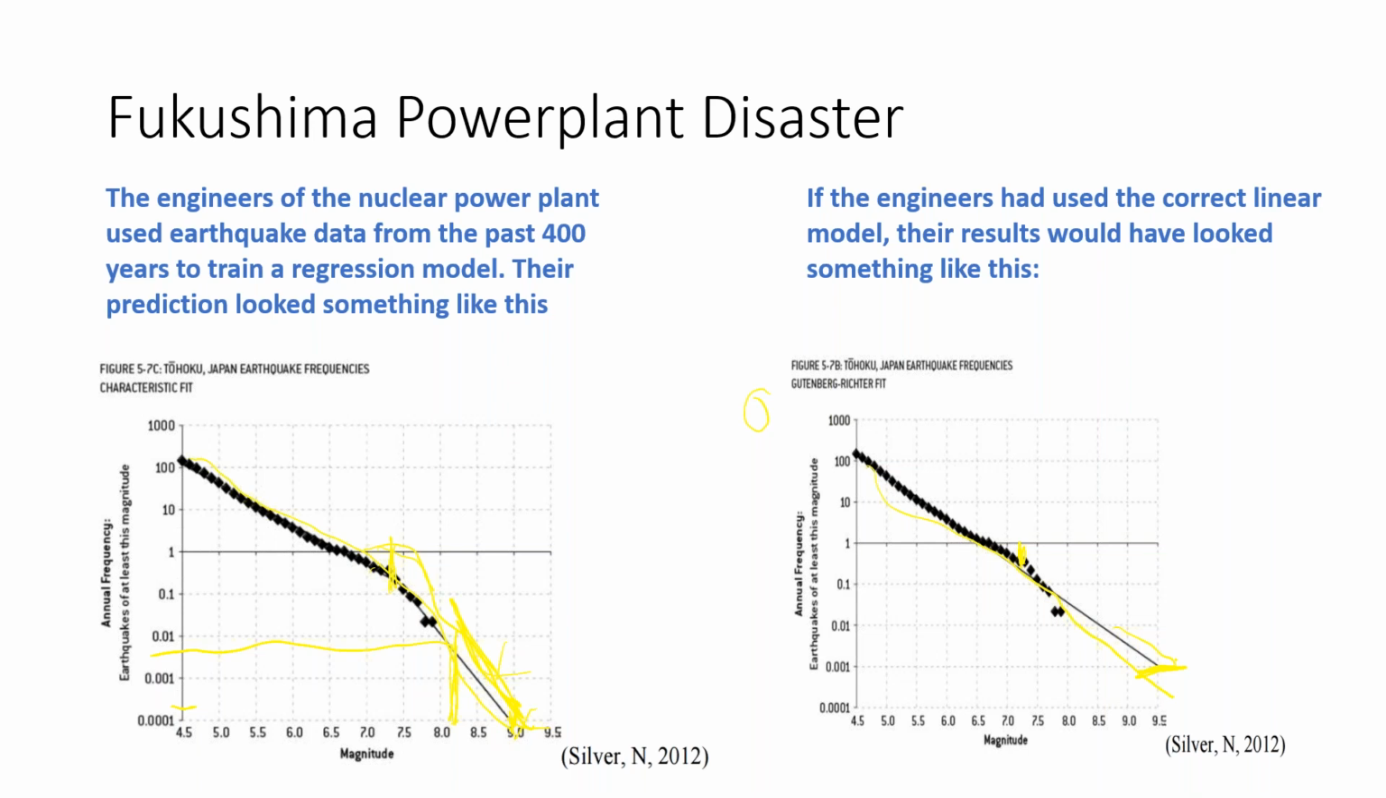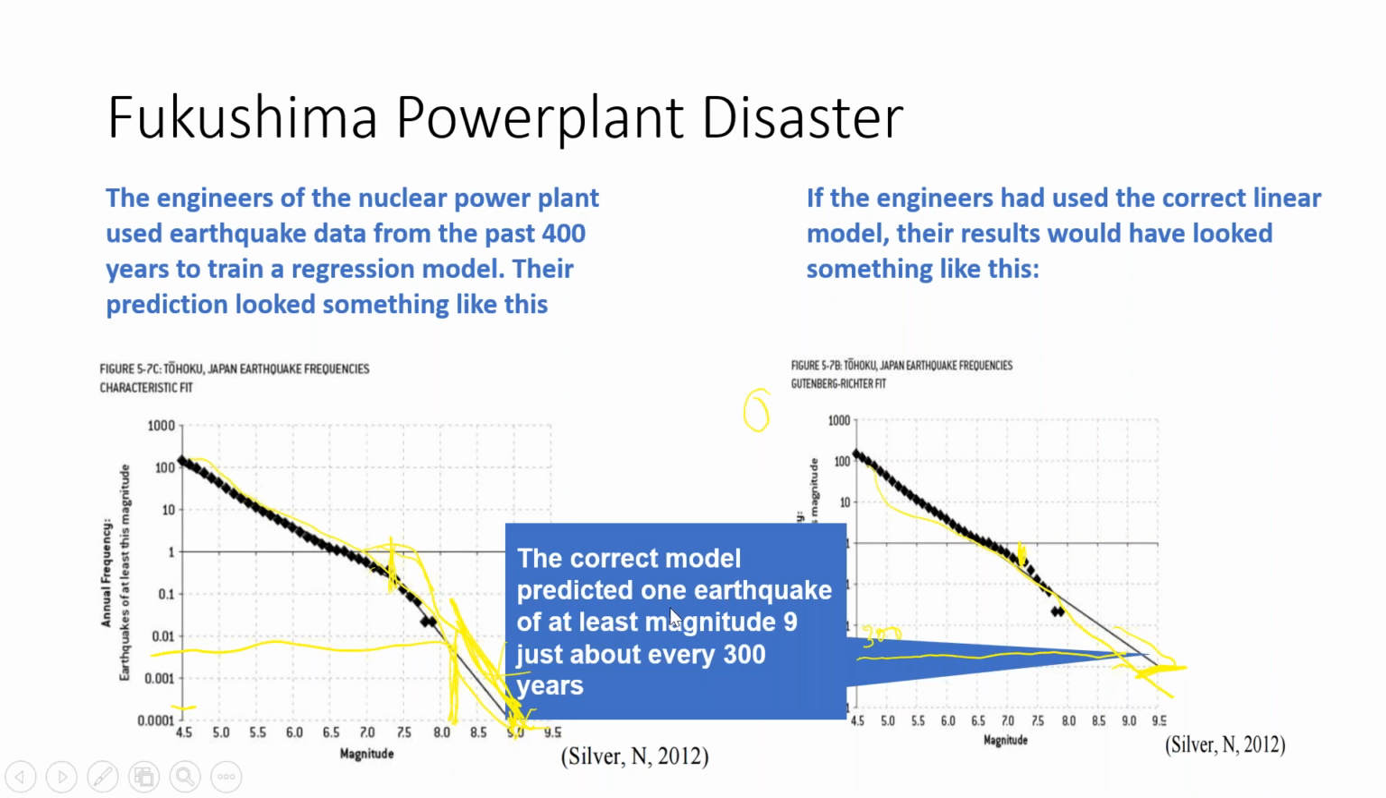Now if you ask, what is the likelihood of a 9 to occur, and we take it to the y-axis, it will be 300 years. So the correct model would have predicted one earthquake of at least magnitude 9 about every 300 years. Then it would have driven the scientists in the right direction. They would have taken the precautions that are typically needed when a Richter scale 9 event happens.